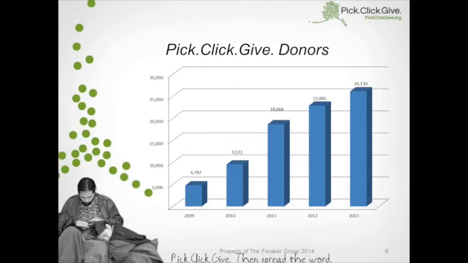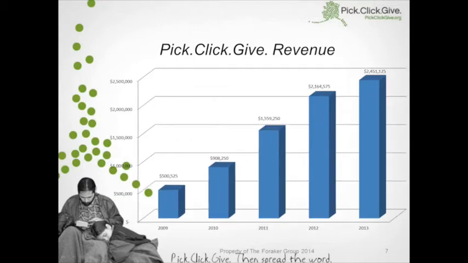So let's talk a little bit about data, or what the overall Pick.Click.Give data tells us. We see that over the years, Pick.Click.Give has continued to grow and increase, and so we're meeting some of those goals, which is pretty exciting. You can see under revenue that it's also increasing, obviously, and we're hoping with the work of the whole sector that we continue to grow this in 2014.